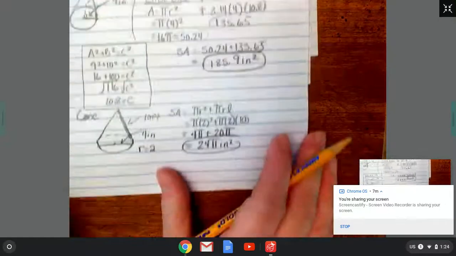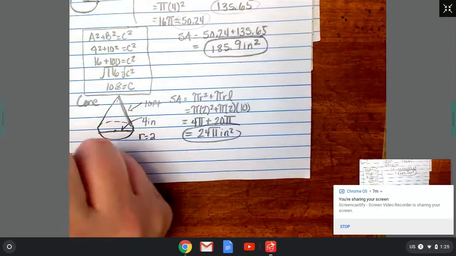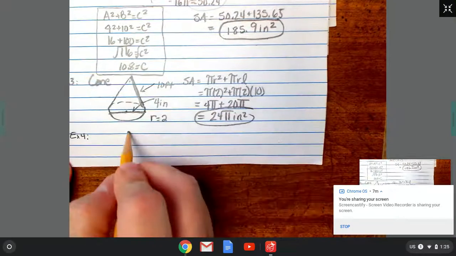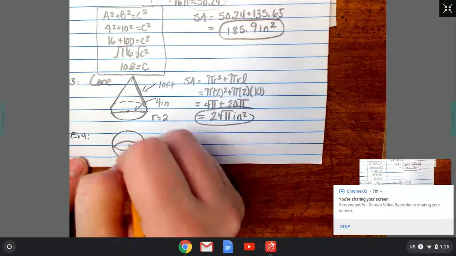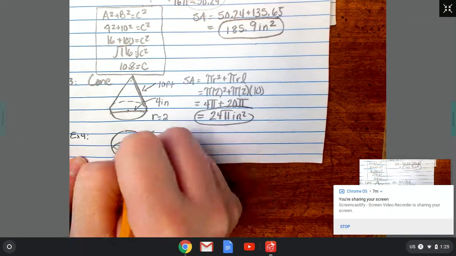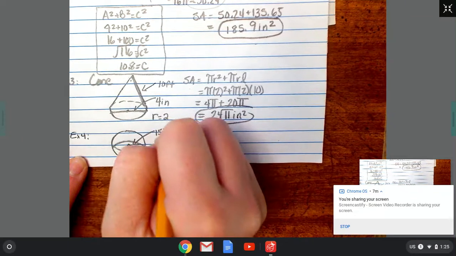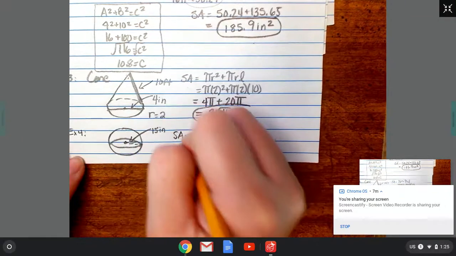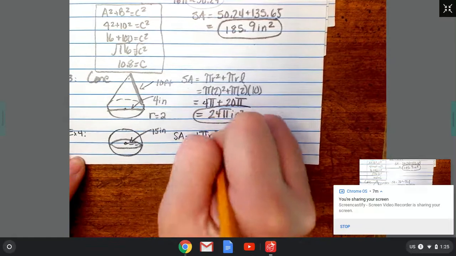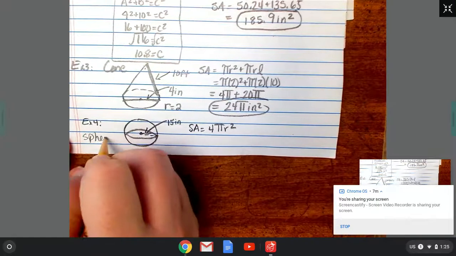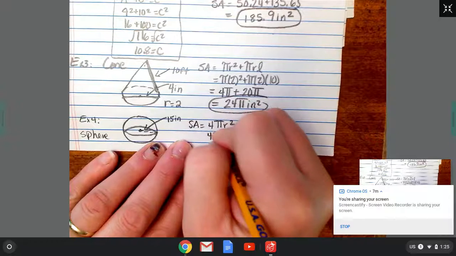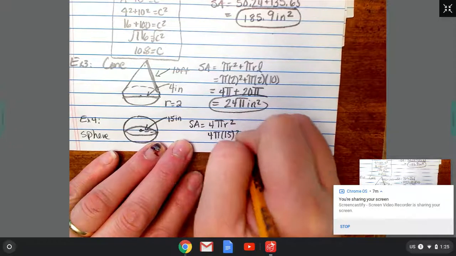Okay, the last problem I want to give you, example 4, is a sphere. Spheres are real easy. You just have to know the radius. So they're giving me 15 inches for radius. Surface area is 4 pi r squared. And that's all we need for a sphere. So 4 times pi times 15 squared.